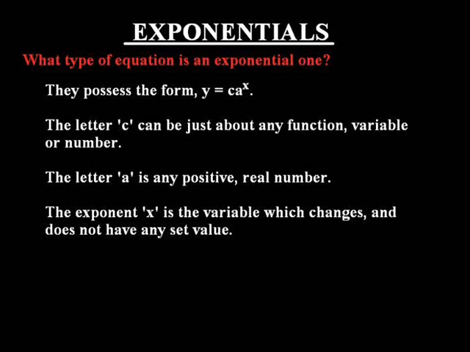The letter a is any positive real number, and the exponent x is the variable which changes and does not have any set value. Now keep in mind that x can become anything. It can become 5x, it can become a logarithmic equation, it can become another exponential, it can be just about anything. So that's where it gets a little difficult, and we'll see that in the later problems.